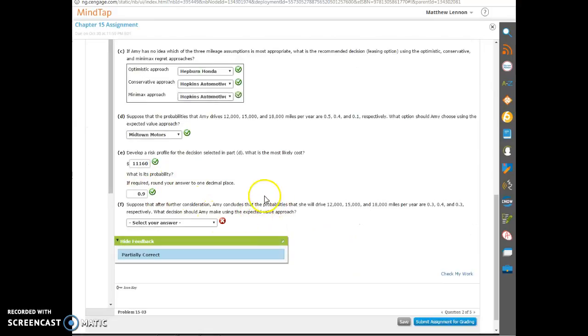And then the last one is just a risk profile with different probabilities, 0.3, 0.4, and 0.3. So I'll leave that one to you. So hopefully this helps on the decision making and expected value approaches.